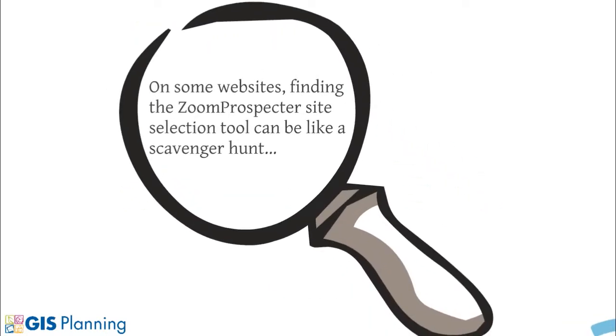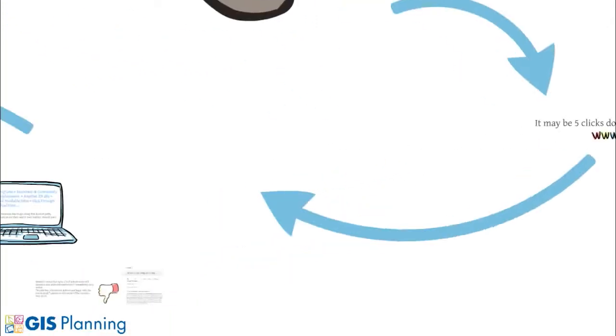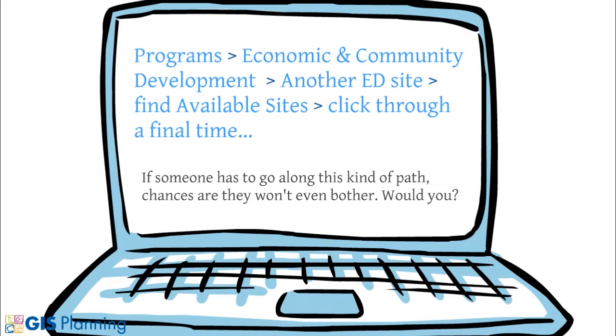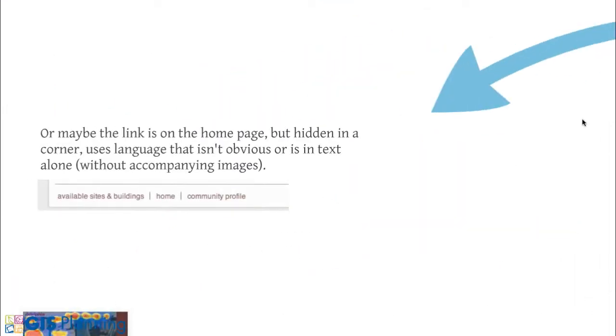And in fact, sometimes finding that site is a little bit like a scavenger hunt. We want to help you avoid that. In some cases, we've noticed that it can be as many as 5 clicks away from the homepage. And the truth is, people don't tend to go along very complicated paths on the internet. Chances are they won't even bother. Probably you wouldn't either. So in this one example, we noticed that in order for people to find ZoomProspector Enterprise, they had to go from Programs, click on Economic and Community Development, click on another ED site, find available sites, and then click through a final time.